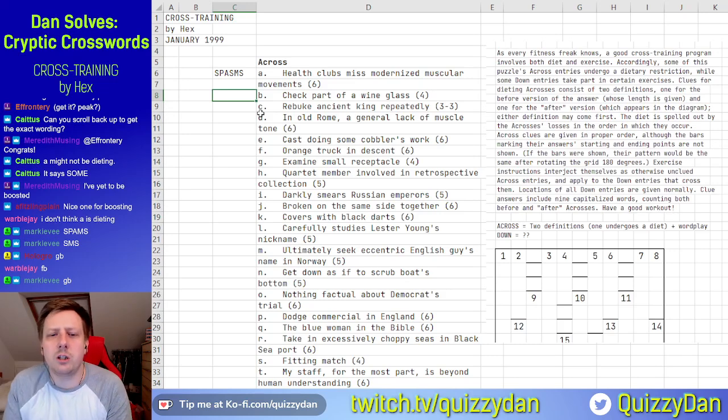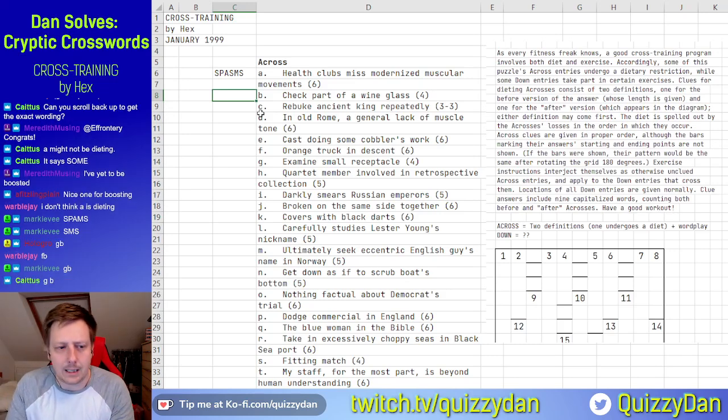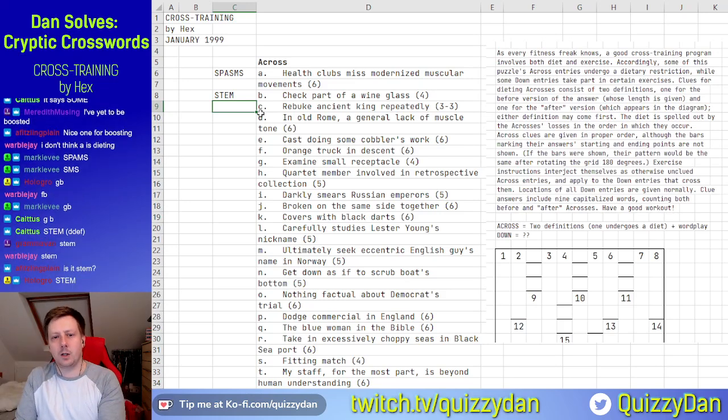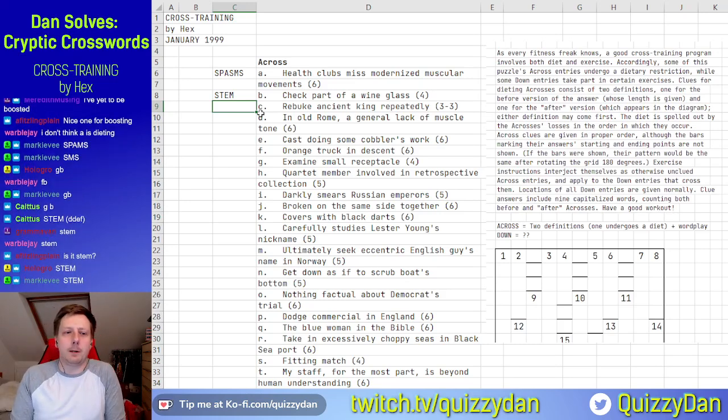Right. What do you think B is? Type in the chat, please. I'm going to say that it's stem. Because if you check the flow of something, you stem the flow of something, and part of a wine glass is the stem. Good. People are agreeing with me.